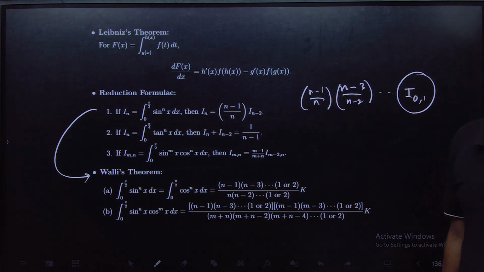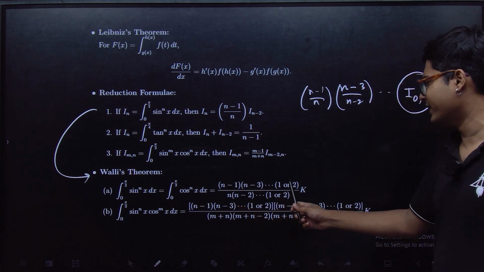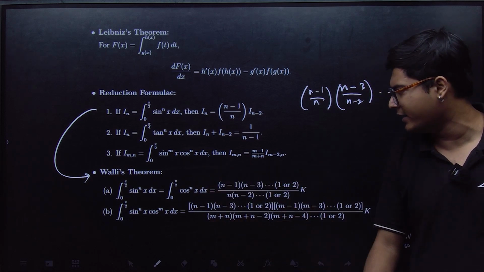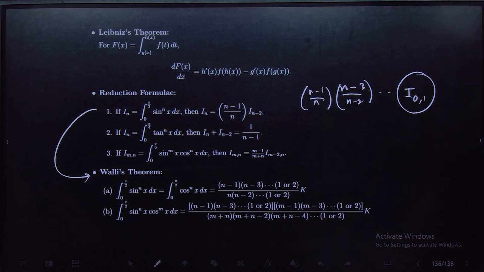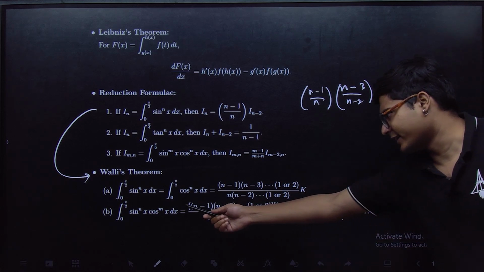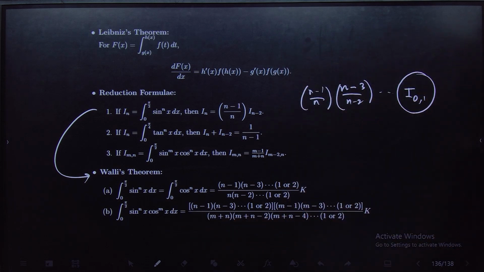So using that, we can find out the value of this integral, right? And that is what Wallis theorem tells us. So this integral turns out to be (n minus 1) times (n minus 3) all the way till 1 or 2 depending on the value of n, divided by n times (n minus 2) all the way till 1 or 2 depending on the value of n, right? Okay. Same goes for the second integral, right? Sin to the power n times cos to the power m. Again, we can evaluate it in the same way.